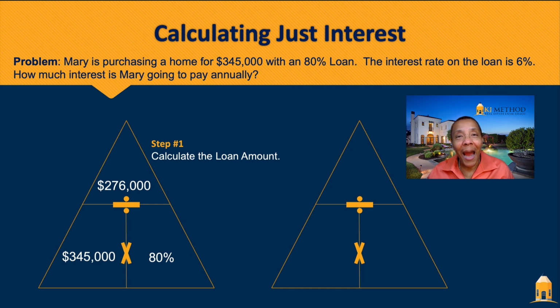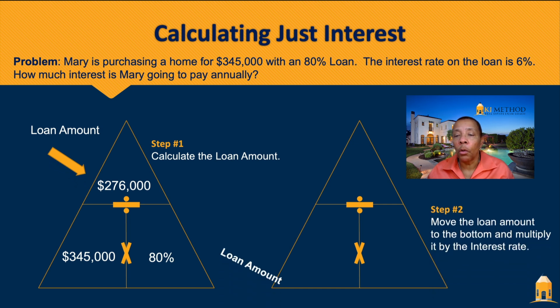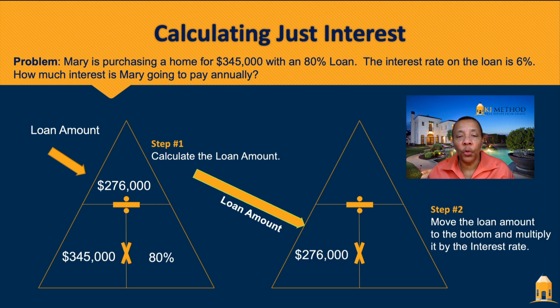And so now, is interest going to be less or more than the loan amount? It's going to be less than the entire loan amount, right? Because interest is what you pay monthly or yearly. It's going to be less than the loan amount. And so the loan amount then becomes the big number, right? And we put that at the bottom. So now we have the 276 here and 6% interest.